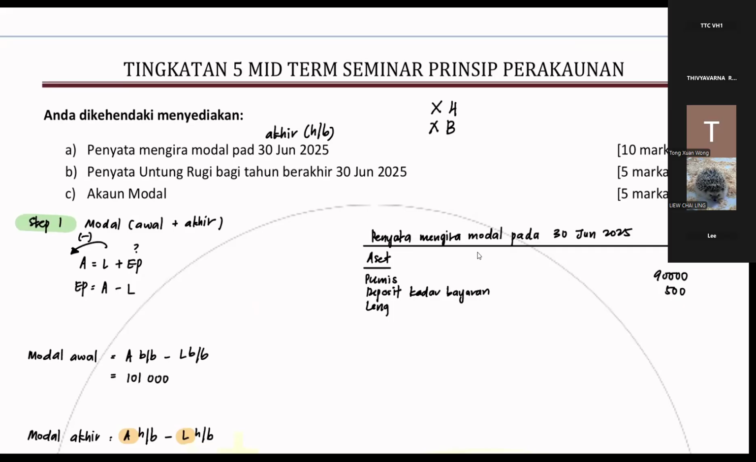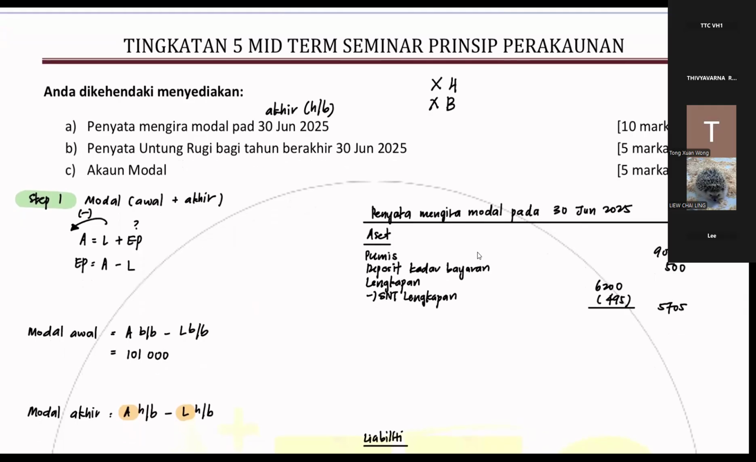Then lengkapan, but be careful. Lengkapan, we got SNT just now, right? So we need to move the value to the left. 6,200 minus the SNT lengkapan first, for 95. Then you will get the net balance for lengkapan, 5,705. Then continue.